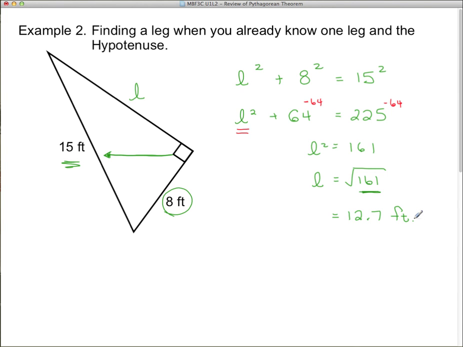Now I want you to practice the Pythagorean theorem, and remember, you cannot use the Pythagorean theorem if you don't have a right angle in your triangle. Be very, very careful. And that concludes this video.